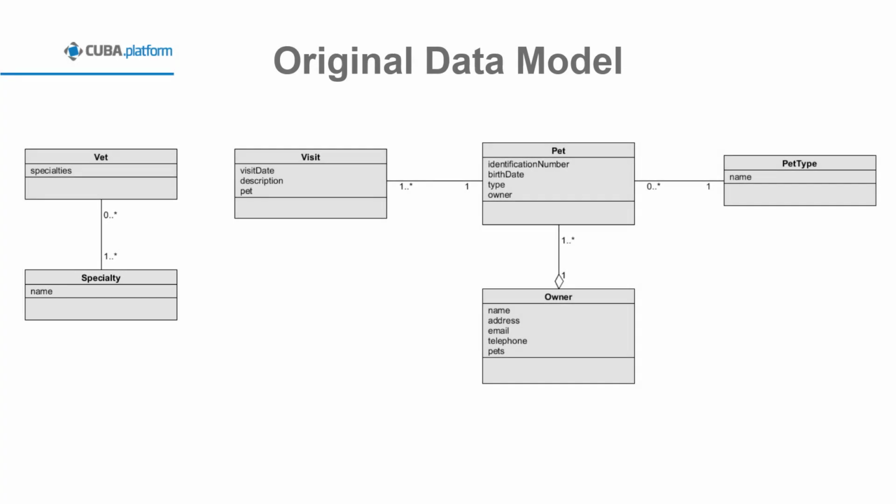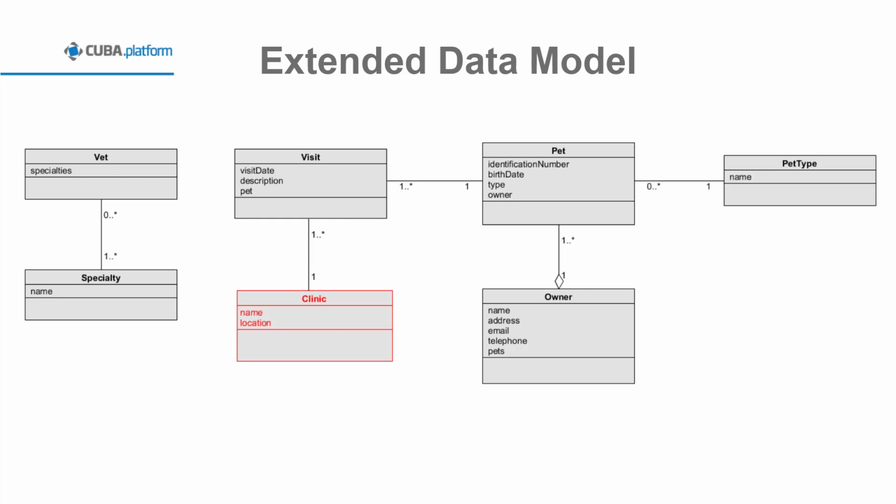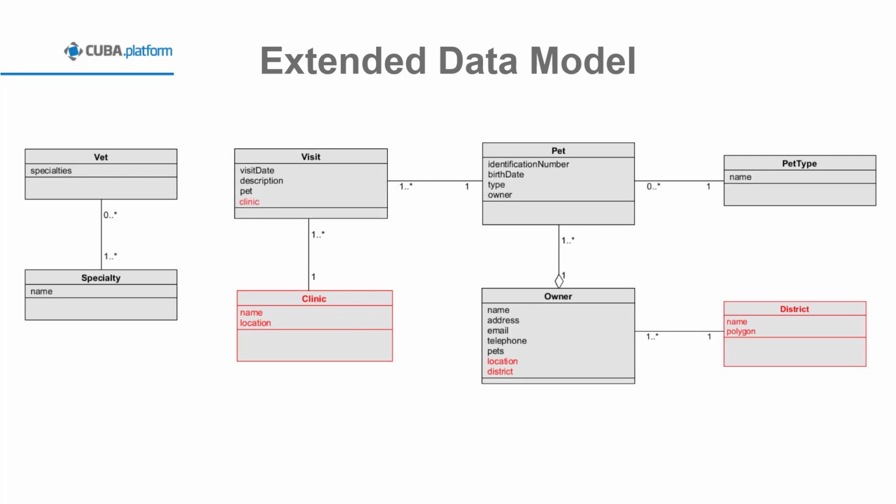We'll extend the data model in the following way. First, let's add a new entity, Clinic. This entity represents a branch clinic office and has only two attributes, name and location. The location attribute is of JTS point type and represents the physical location of a clinic. Another new entity is district, which represents an area of a city defined by polygon geometry. Next, let's also add the location attribute to the owner entity as well as a reference to a district. Finally, we'll add a reference to a clinic in the visit entity.